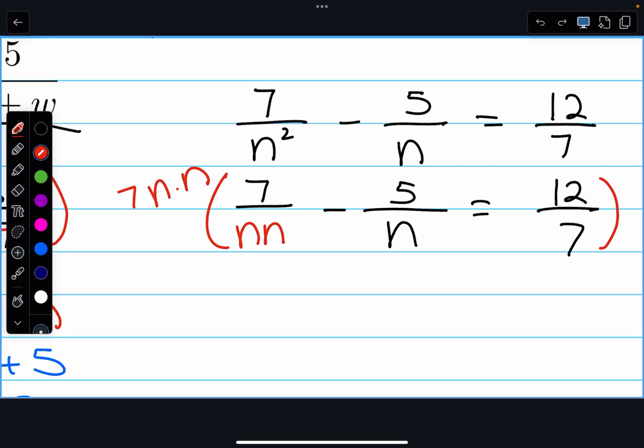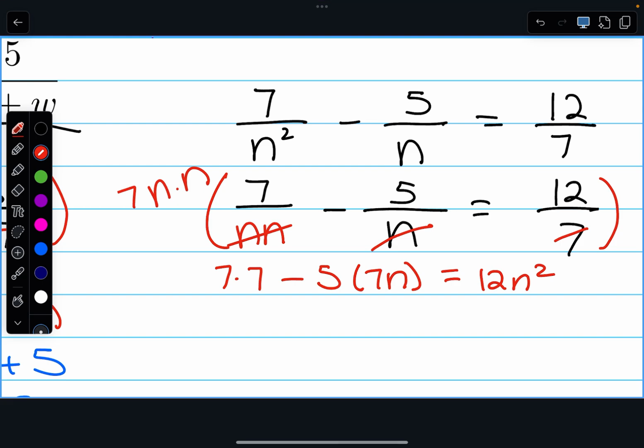So what cancels out in the first one? The n's do. So I'm left with just 7 times 7. In the second one, just one n cancels out. So I'm left with negative 5 times 7n, because that's what will be left over here. One of the n's cancels out. And then what cancels out over here is the 7, so equals 12n squared. Now, I have no idea if this problem is going to finish factoring for us. I kind of just made something up so I can do this problem. It's 12n squared plus 35n minus 49 equals 0.